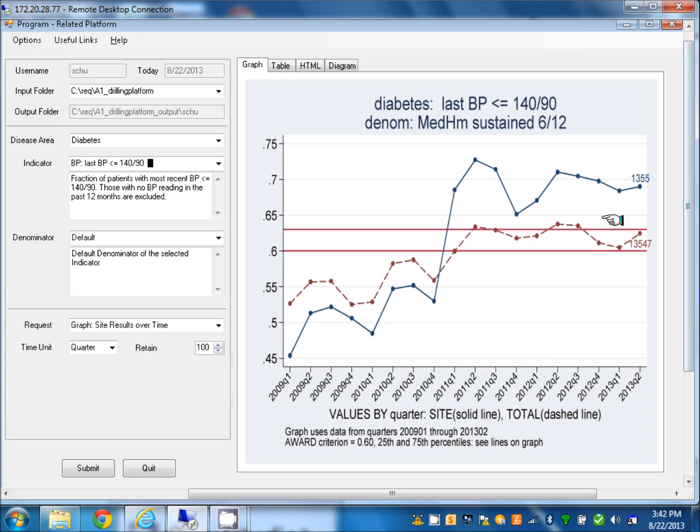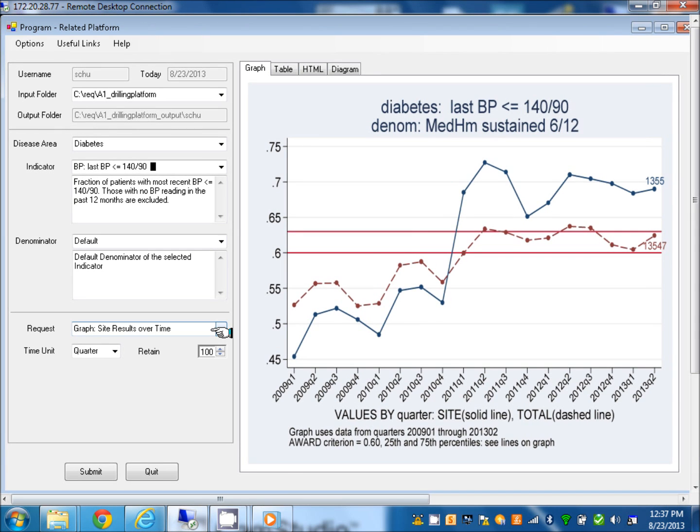The numbers at the end of each graph series are the numbers of patients as of the most recent quarter: 1,355 for the site and 13,547 across all sites. The 2 horizontal lines are the 25th and 75th percentiles.